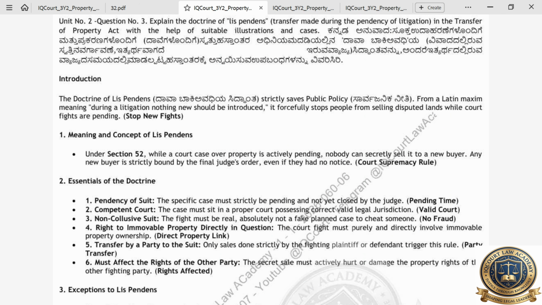Section 52 says, while the court case on the property is actively pending, nobody can secretly sell it to a new person. Any new buyer is bound by the final judgment order, even if they had no choice, no notice.